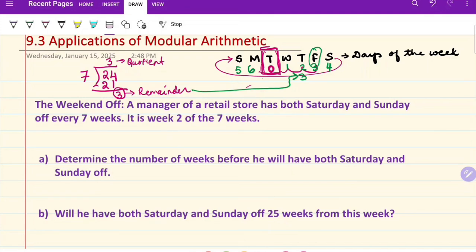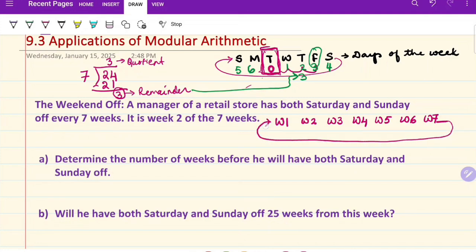All right. So if I were to write this out, I'm going to just lay out the 7 weeks. So week 1, week 2, week 3, week 4, week 5, week 6, and finally week 7. And at the end of week 7, the weekend that comes at the end of week 7 is when he gets both days off. And after that, the cycle repeats. That means he has to start again working 7 weeks, week 1, week 2, week 3, all the way to week 7 for his next 2 days off, 2 days of the weekend off, right?